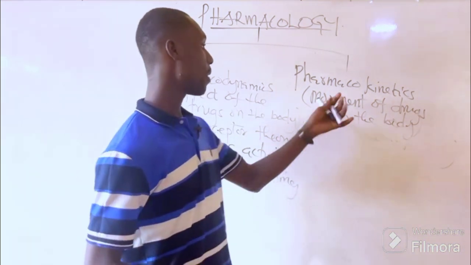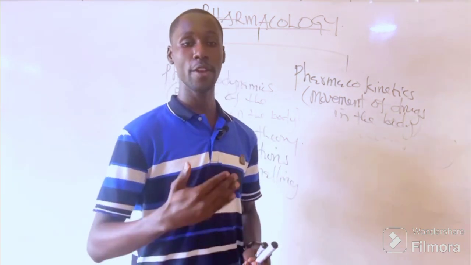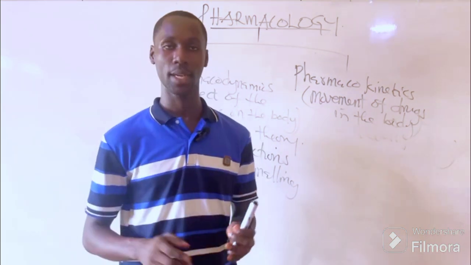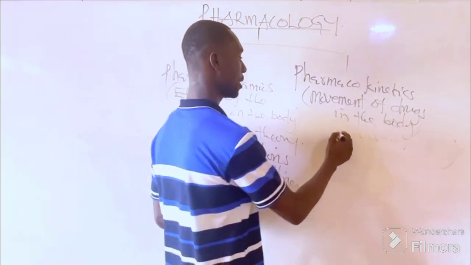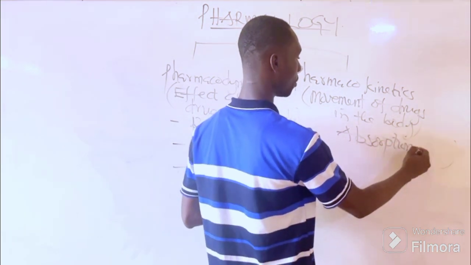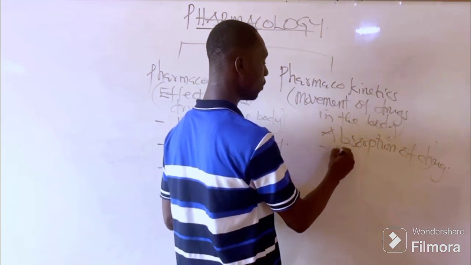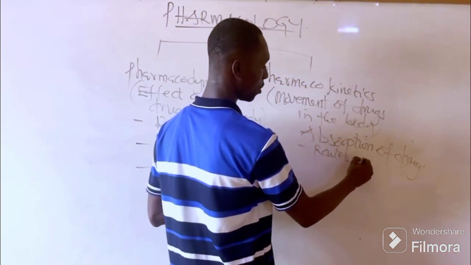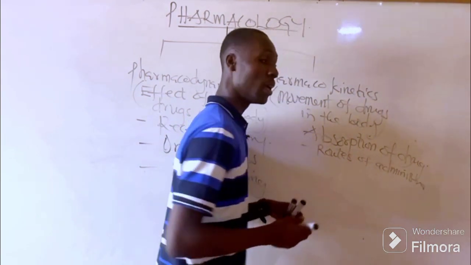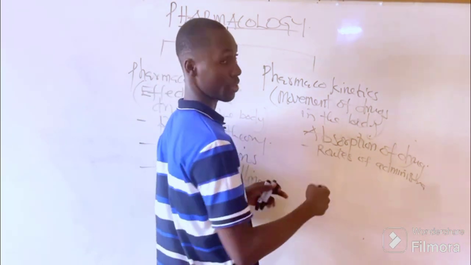And then pharmacokinetics talks about the movement of drugs in the body, so the various routes through which the drug moves to achieve a therapeutic effect. Under that, we are going to look at absorption of the drug. We will look at the various routes of drug administration first. And then we will go over to look at the distribution of the drug after absorption.